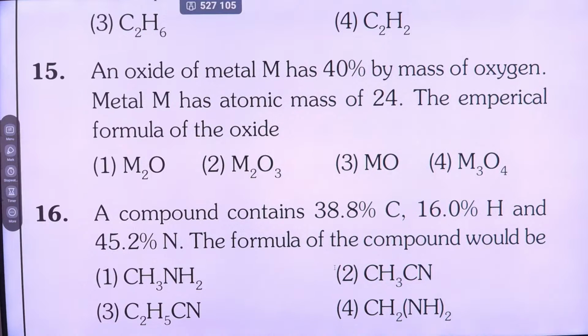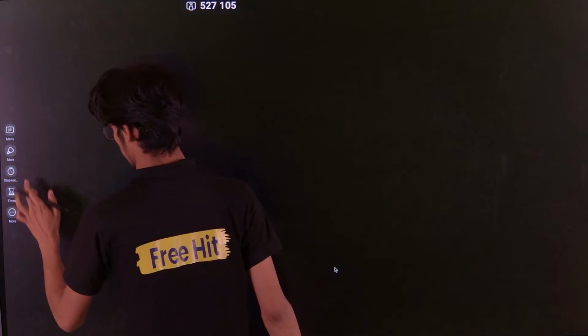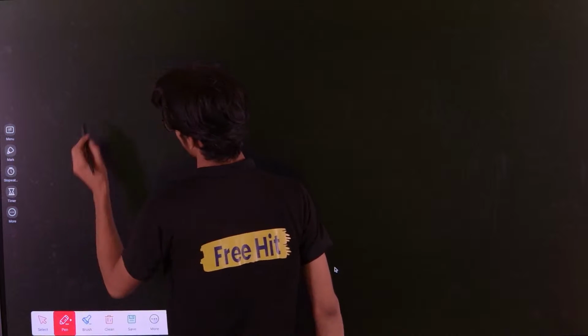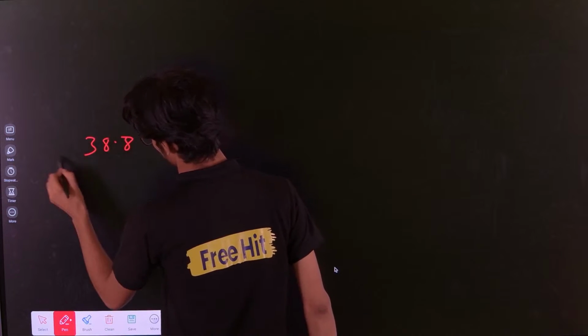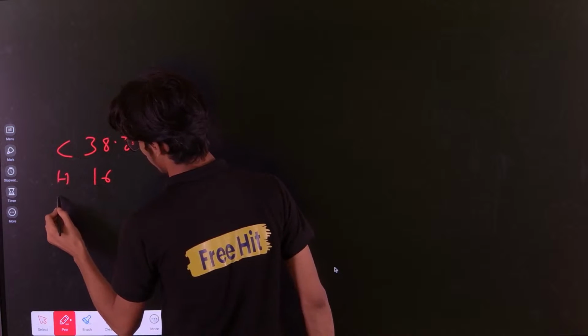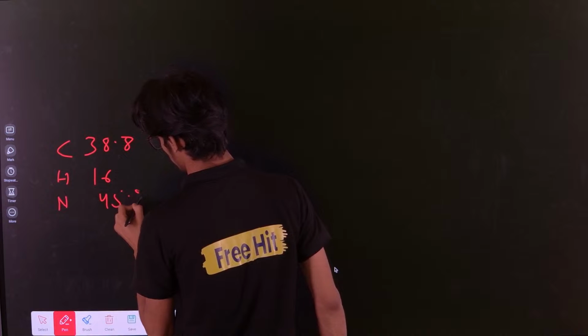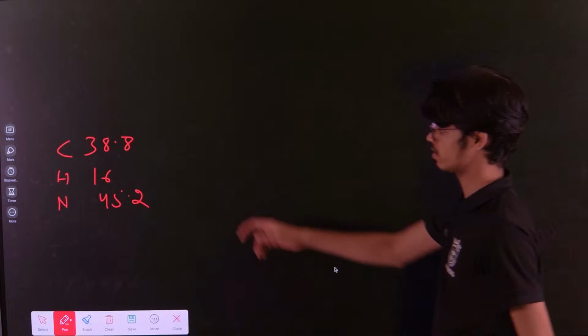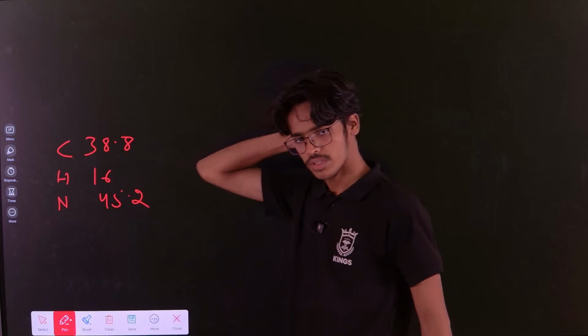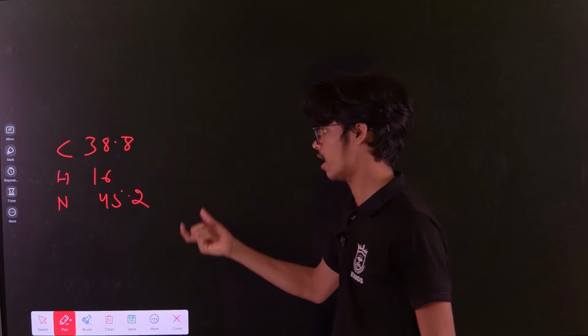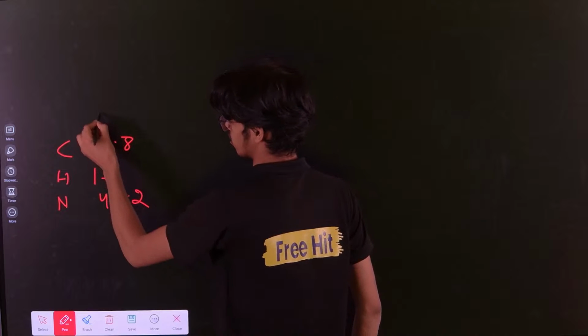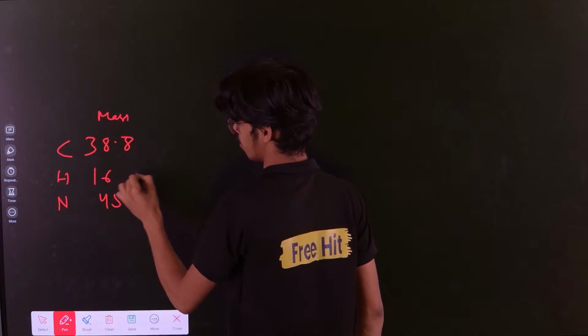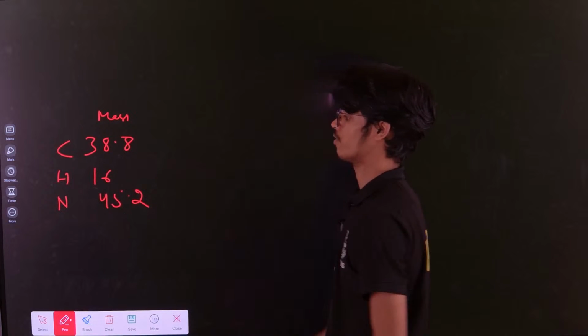38.8, 16 and 45.2. So see, first of all, I have already made a video on how to actually calculate the relative number of atoms by using these percentage numbers. So first of all, you assume this percentage number as amount of grams in mass, got it? So you assume 38.8 gram, 16 gram, 45.2 gram, got it?